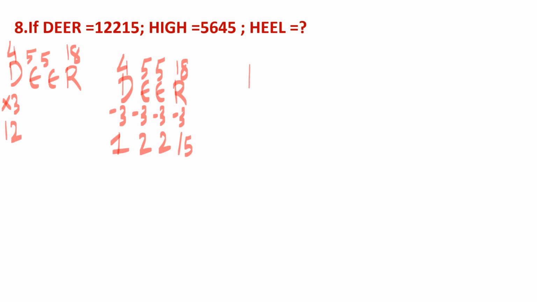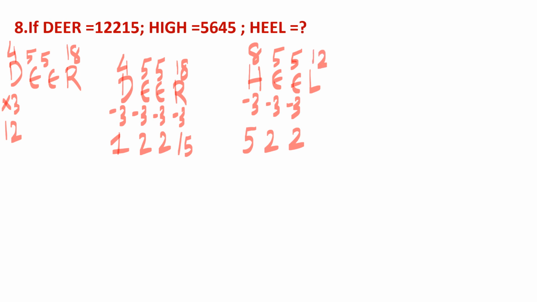Likewise, he is asking heel. H E E L. H is 8. 8 minus 3, that is 5. 5 minus 3, that is 2. Again 5, 5 minus 3, that is 2. 12 is there. 12 minus 3, that is 9. So it is 5, double 2, 9.